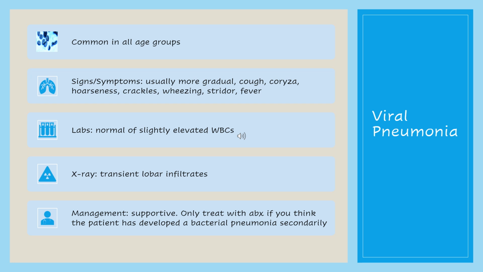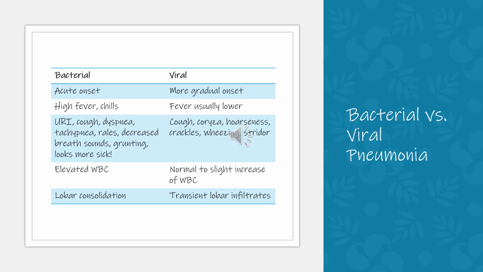X-rays, you're going to see transient lobar infiltrates. Management is usually supportive care. You only treat with antibiotics if you think the patient has developed a secondary bacterial pneumonia. Otherwise, you're just going to do symptomatic treatment. This chart breaks down the differences between bacterial and viral pneumonia.